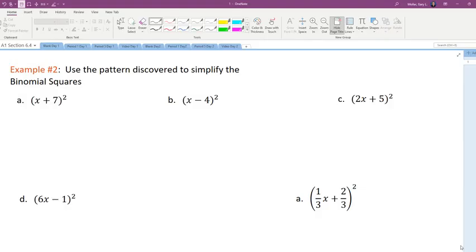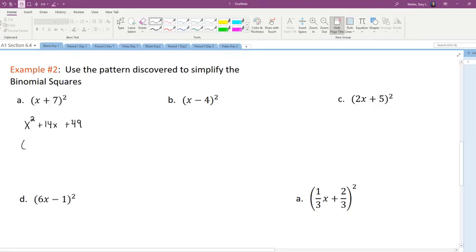So the answer to this question is simply going to be: square the first term right in the front. Give yourself a little room. 7 squared is plus 49. And in the middle, you have x times 7, so that's 7x. And then we double 7x. So that becomes 14x.